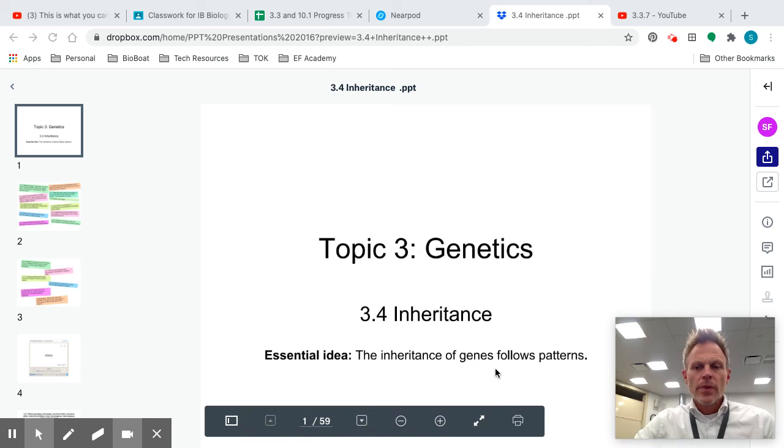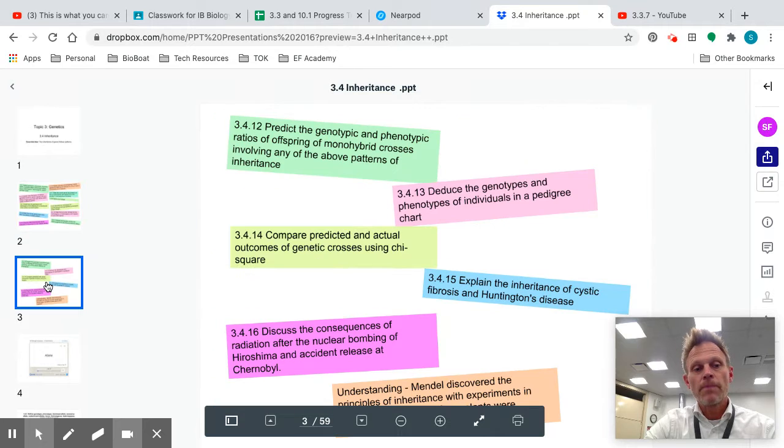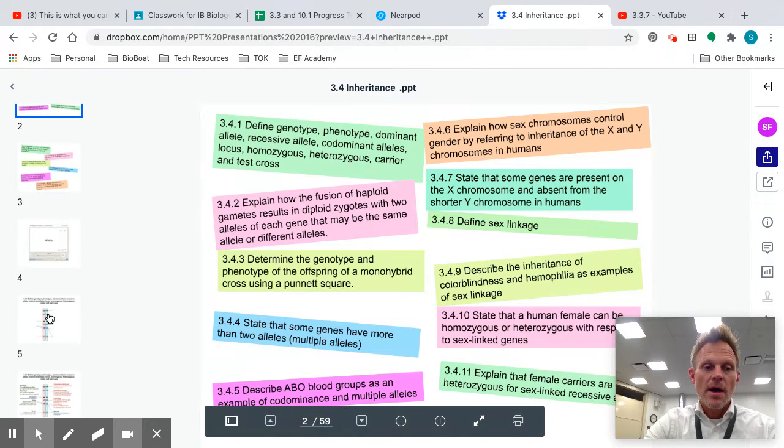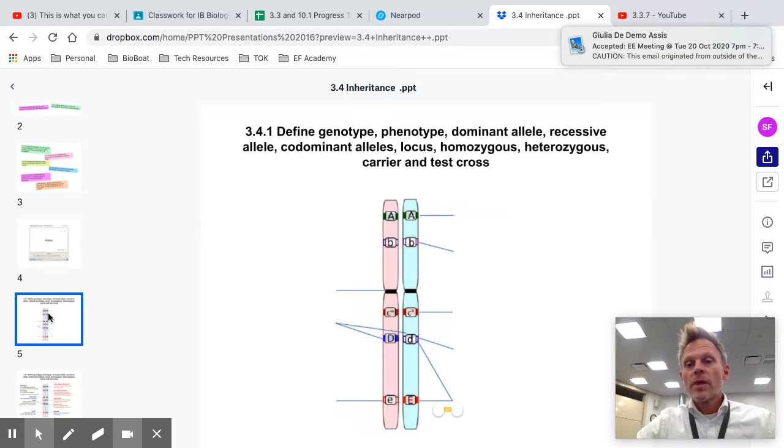Hey everybody. So we are beginning inheritance, which is 3.4, and it's a rather long topic, as you can see by the miles and miles and miles of assessment statements. But this very first one, 3.4.1, is define. So we're going to talk about some of these terms, which we're going to be using throughout the whole topic.